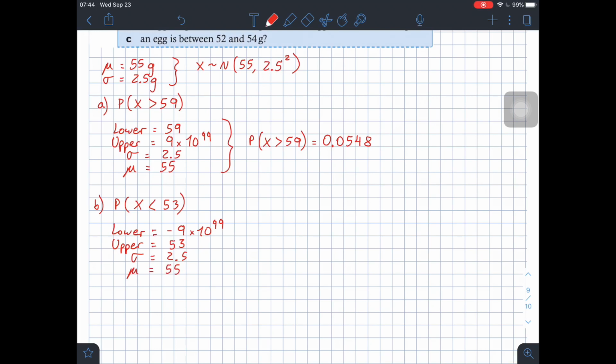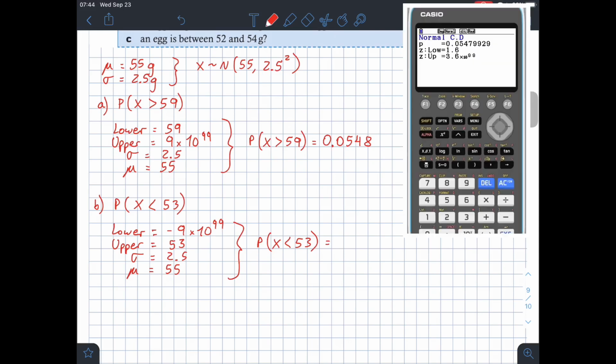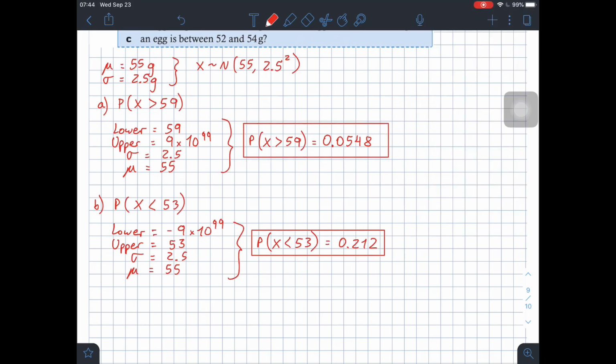So with this information, we just need to change some things in the calculator, and we would have the probability of x being less than 53. So if we go back into the calculator, lower would be negative 9 times 10 to the power of 99. Upper would be 53, and finally this is the same thing, so there we get the value. 0.212 is the probability of x being less than 53. This is the answer for part B.